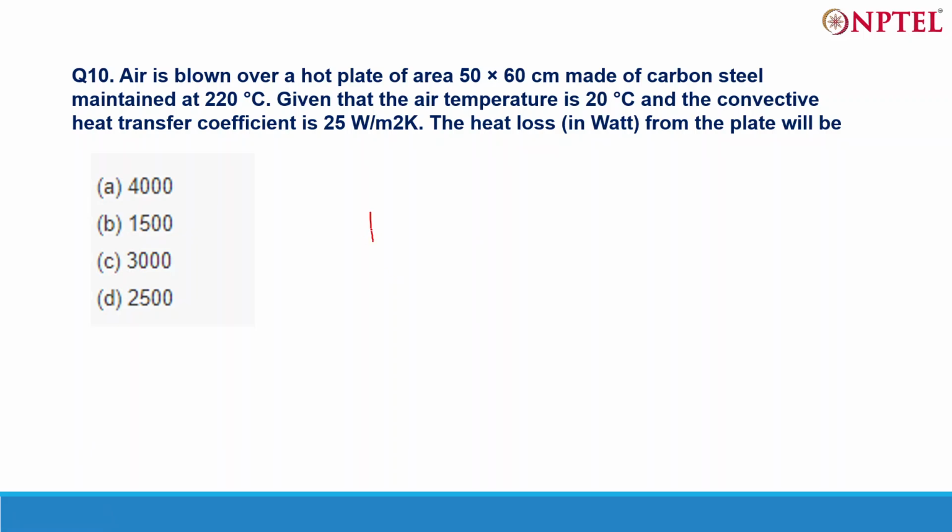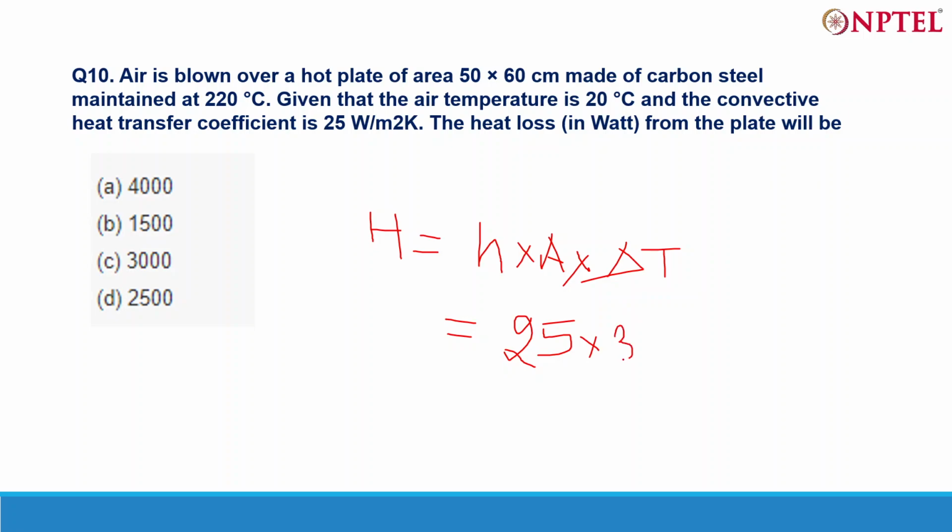So we have heat loss equal to small h into area into del T. We have small h equal to 25. Area is 15 to 60, basically we are converting this area into meter square, into del T. Del T is basically 220. Please write it in Kelvin terms. I am writing it in degree terms, but you guys please write it in Kelvin terms.